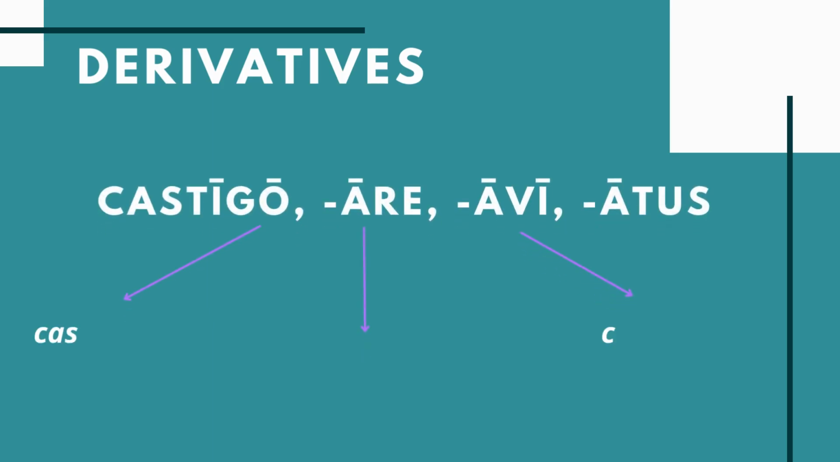So the first one I want to look at with you is castigare. From this word, we get castigate, castigation, and chastise. And this really does make sense because remember, castigare in Latin means to reprimand or scold someone, which is basically what all these English words mean too.